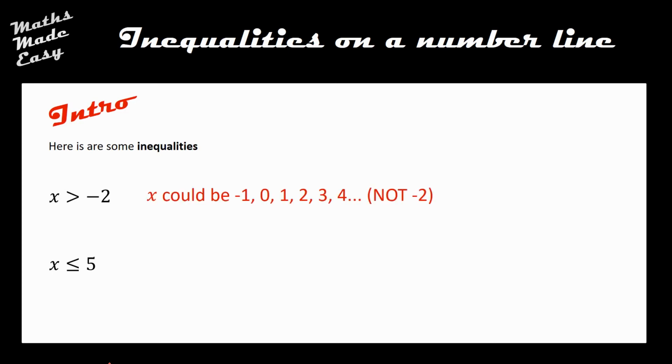In the first one, x could be -1, 0, 1, 2, 3, 4, etc., and carrying on, but it cannot be -2. In the second one, x can be 5, 4, 3, 2, 1, and all of the numbers below that. So the key distinction here is that that little line underneath the inequality sign tells me that x can be that number. If I don't have that line, then it cannot be that number.